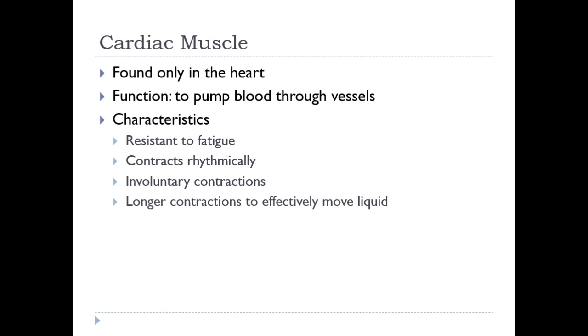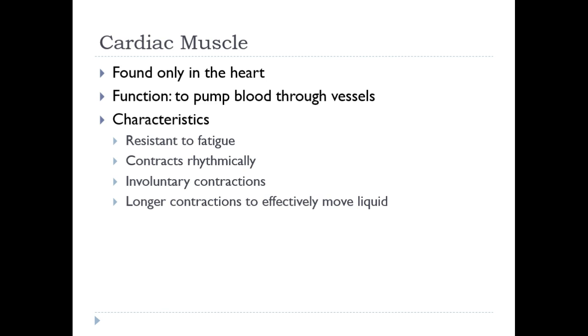Cardiac always means heart. So when we get to Bio 202, when we're talking about cardiac regions, we're always going to be talking about regions close to the heart. The characteristic is that this muscle is resistant to fatigue. Can you imagine if your heart got tired? That would be a problem.